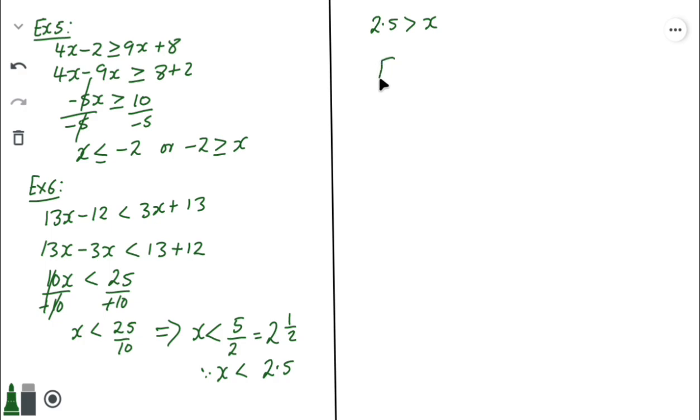So before we go, I need you to practice these questions here to know if you have already mastered your knowledge on how to solve inequalities. So let's consider the following exercise.